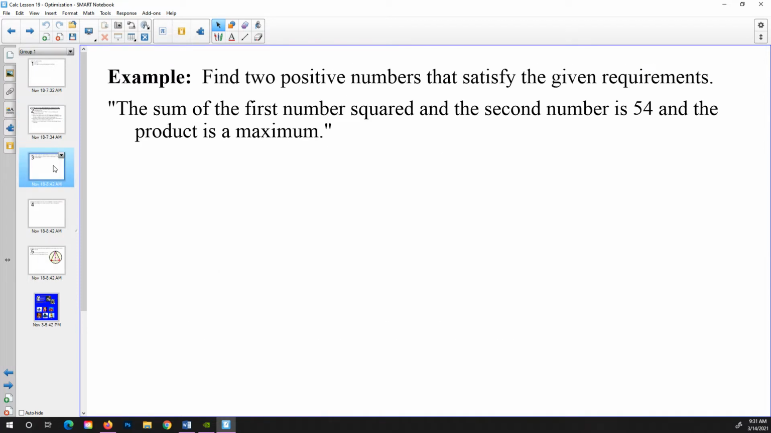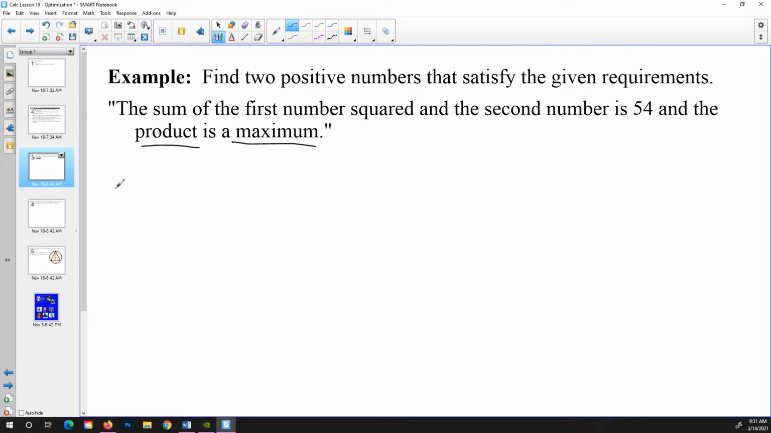So what does that look like? Let's start with an easy one. First, find two positive numbers that satisfy the given requirements. The sum of the first number squared and the second number is 54, and the product is a maximum. So right off the bat, they're telling us that we need to maximize the product.